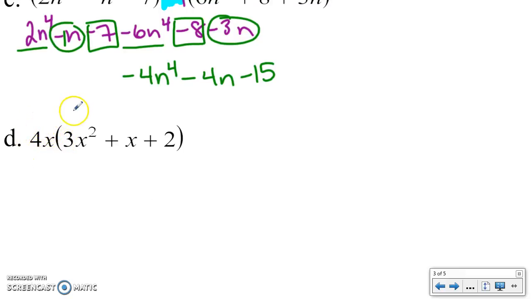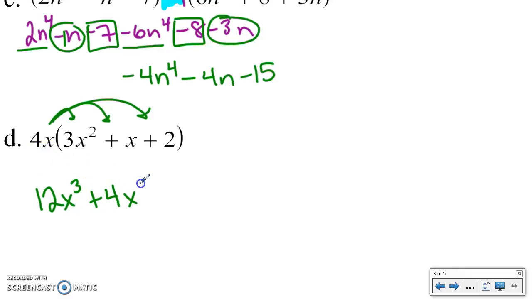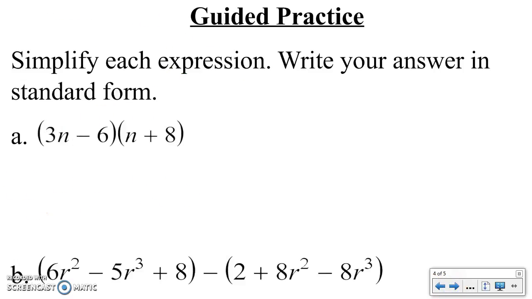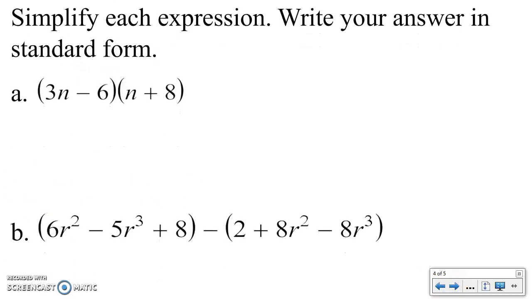So for this last one, we actually just need to go ahead and distribute. So 4x times 3x squared is 12x to the third. 4x times x is 4x squared, and 4x times 2 is 8x. Okay, so I'm going to go ahead and try two guided practice problems. Look closely, decide if you need to add, subtract, or multiply, and go ahead and do that. Once you are done with those two, have them checked, and we will give you your mixed practice. If you have any questions, let us know, and we will help you out.